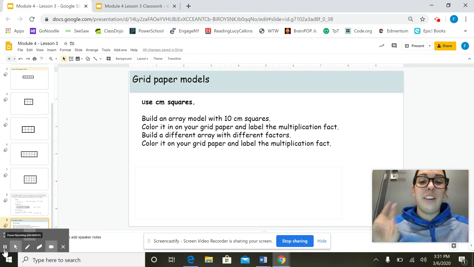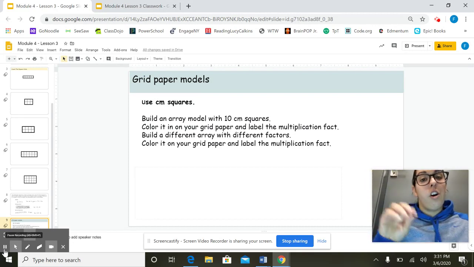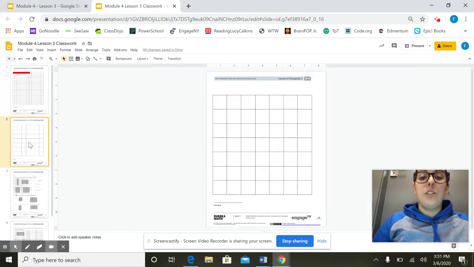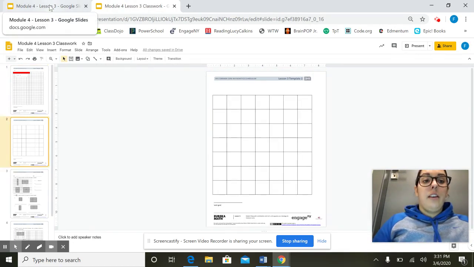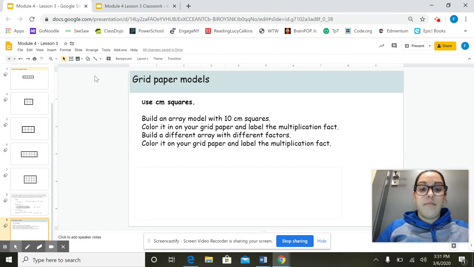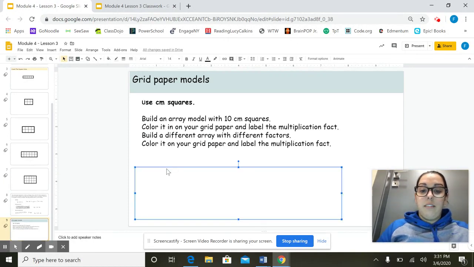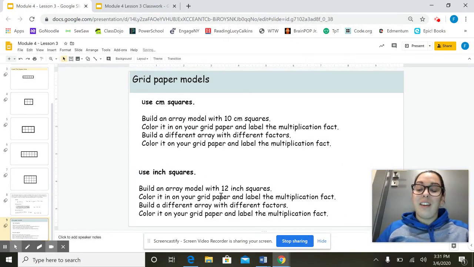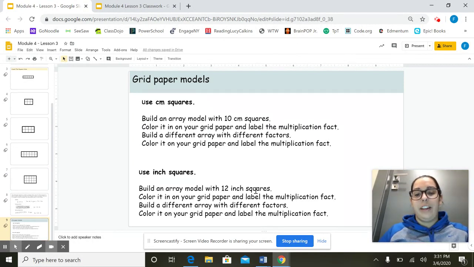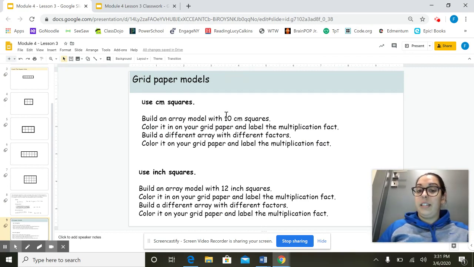Okay, so you should have 2 different arrays now on your first grid paper. All right, so now we're going to move on to our inch grid. Please go ahead and do that. Take a moment. Okay, we're going to do the same thing, but with 12 inch squares. Up in the centimeters, you used 10. Now you're going to use 12. Color it, do a different one, and then color it with a different color.